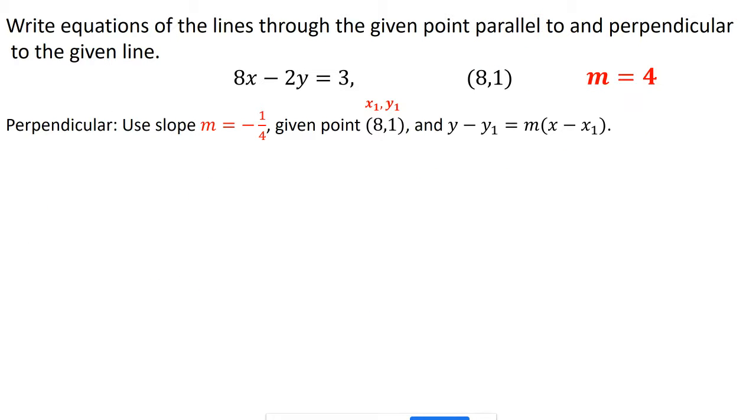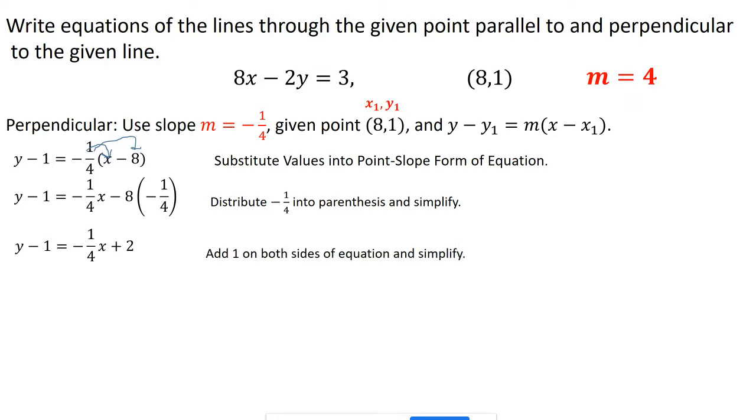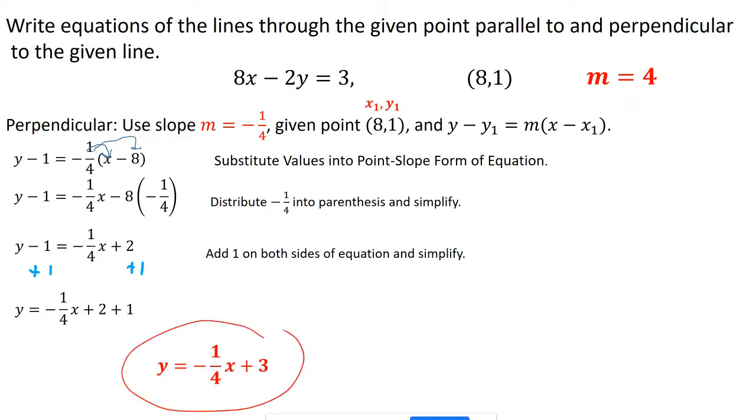Oh, I guess I had done it. I probably went back too many slides. But again, here was the negative 1/4. We distributed the negative 1/4. And once we simplify, then you can see that we get y equals negative 1/4 x plus 3. Okay, so 2 things to remember. If you're asked to write an equation, you want to make sure that you have 2 things, the slope and at least 1 point.